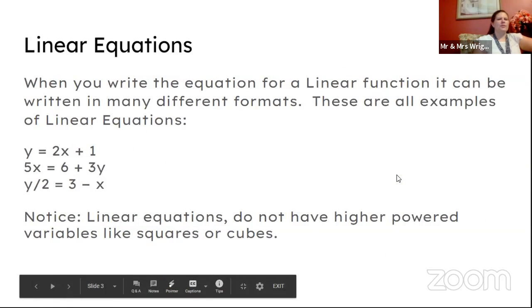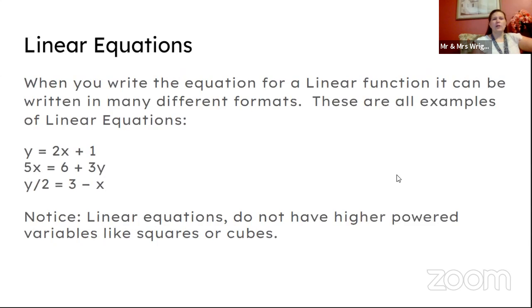Now, here are some examples of different ways you can write the equations for a linear function. Equations are written with y instead of f of x. So you have here y equals 2x plus 1, or 5x equals 6 plus 3y, or y divided by 2 equals 3 minus x. These are all valid linear equations. One thing I want you to notice with linear equations is that they don't have any kind of higher power on their variables. There are no squares or cubes or anything like that.